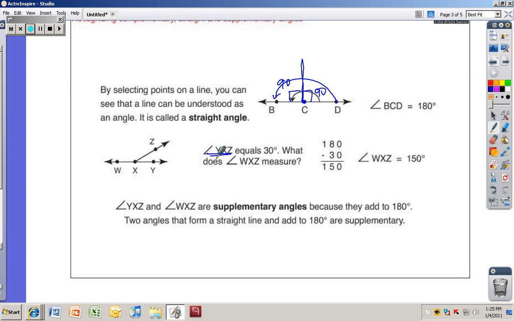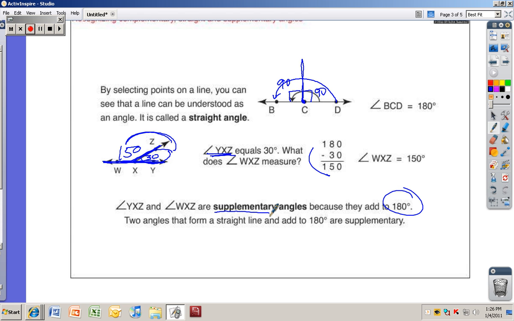Angle YXZ equals 30 degrees. Right there. What does WXZ equal? Well, if altogether it's 180 degrees, then 180 minus 30 gives us 150 for that missing angle. These two angles are called supplementary angles. Just like we had complementary angles, if two angles add up to 180 degrees, they're said to be supplementary angles.